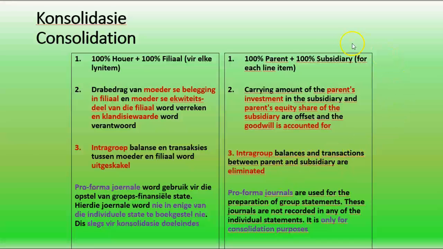So what is going to happen on consolidation? As part of my pro forma journals, I'm going to take out those loan balances in both the subsidiary's books as well as in the holding company's books. So that's going to cancel each other out. There will be no loans shown whatsoever in the consolidated financial statements. There won't be an asset with a loan amount and there won't be a liability with a loan amount. Pro forma journals are used for the preparation of group statements. These journals are not recorded in any of the individual statements. It is only for consolidation purposes, so none of them are posted in either the subsidiary's books or the holding company's books.